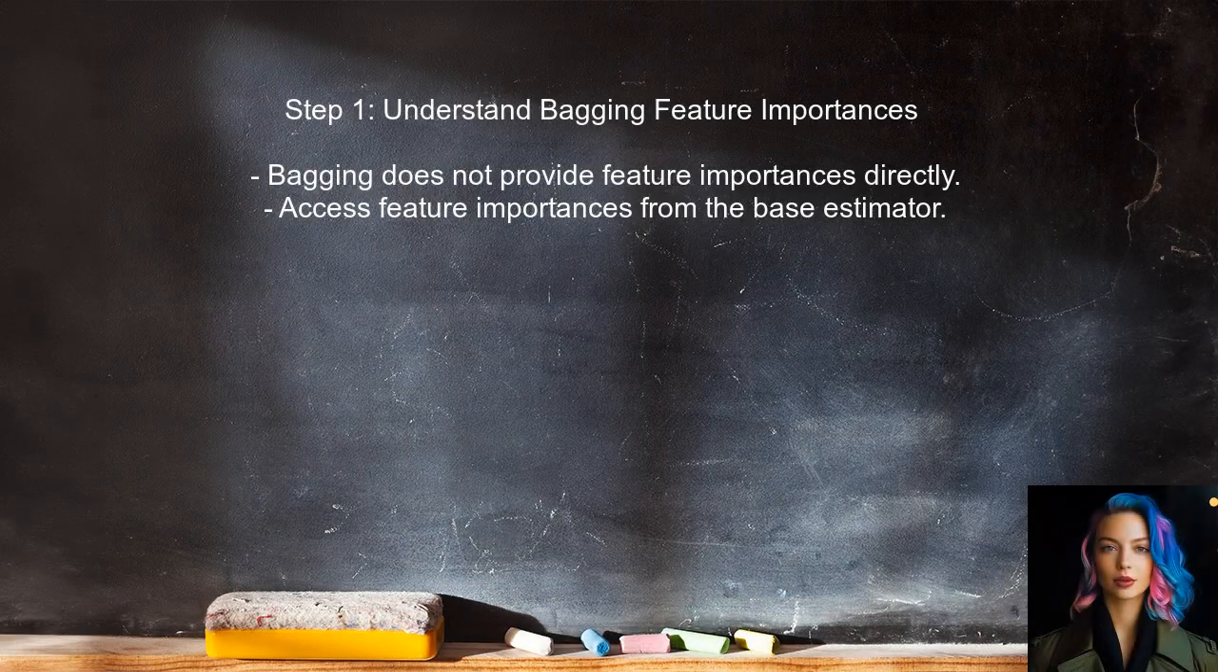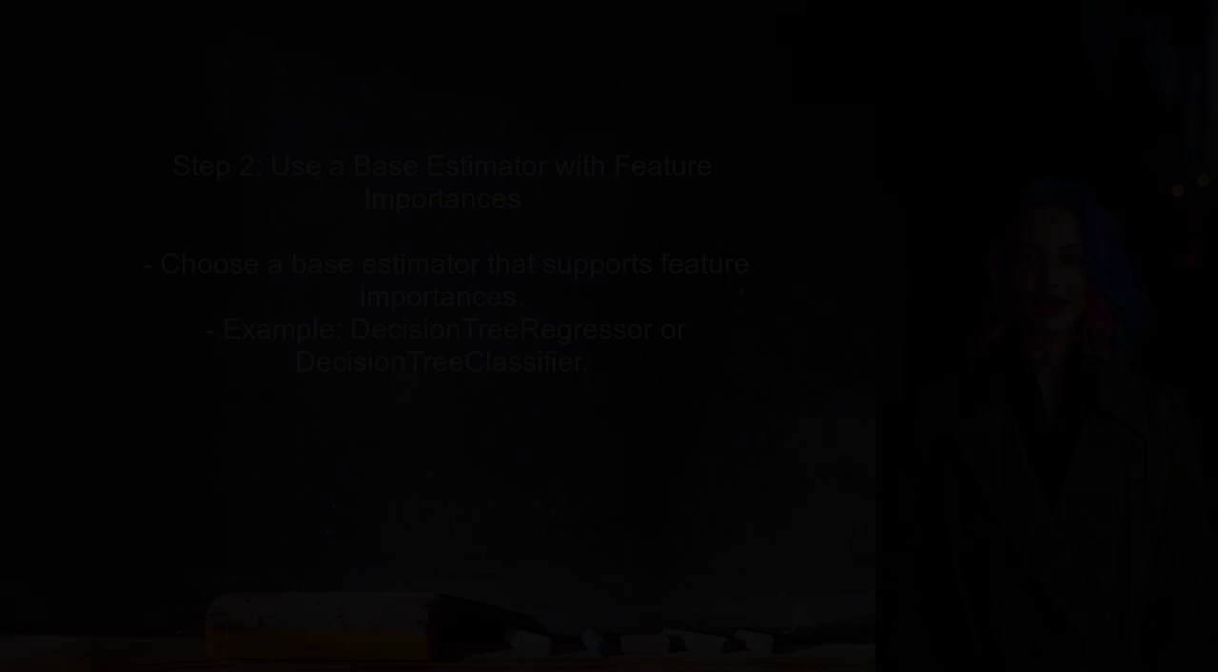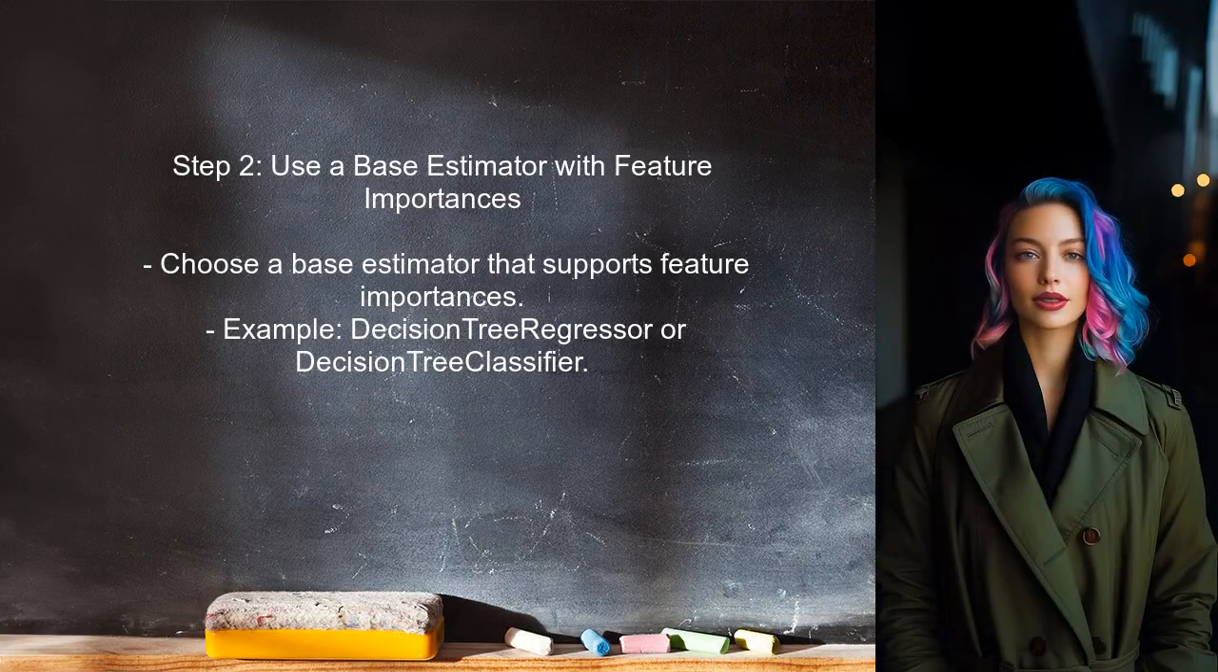To obtain feature importances from a bagging model in Scikit-Learn, the user should first understand that bagging itself does not provide feature importances directly. Instead, they can access the feature importances from the base estimator used in the bagging ensemble. Next, the user should ensure they have a base estimator that supports feature importances, such as a decision tree. They can specify this when creating the bagging model.